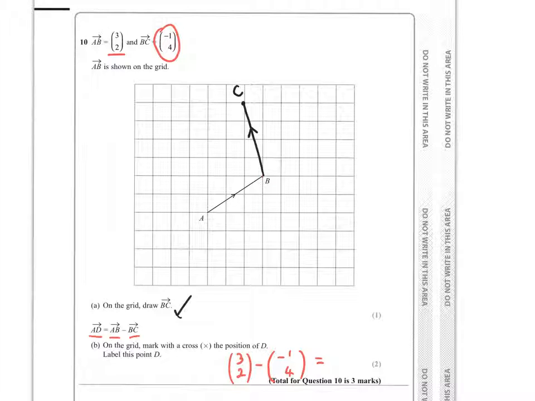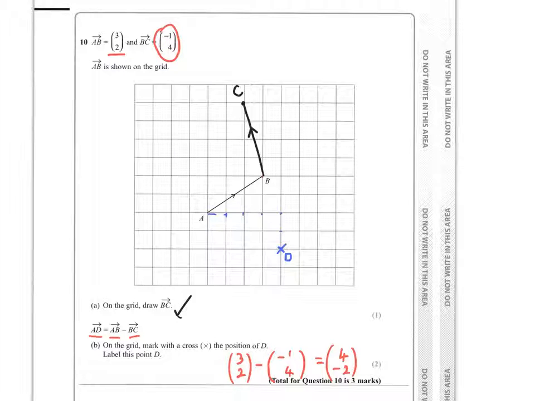Well, that means it would be 3 take away -1, so that's 3 add 1, which is 4, and then 2 take away 4, that's -2. So AD is 4, -2. Well, let's have a look at that. So let's go along 4, so 1, 2, 3, 4, and then down 2. So that's where D would be just here.